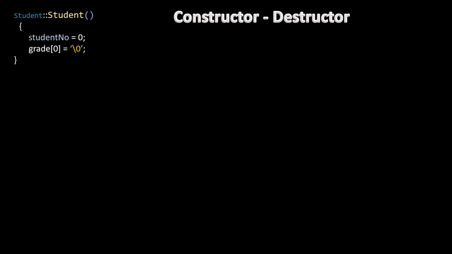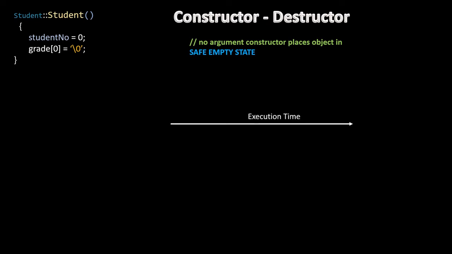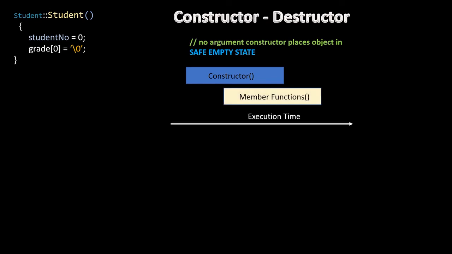So let's look at this constructor. It has no arguments, and it's set to something called a safe empty state. If we look at the execution by the compiler, we see that your constructor is called first, and then immediately after, your member functions are called.